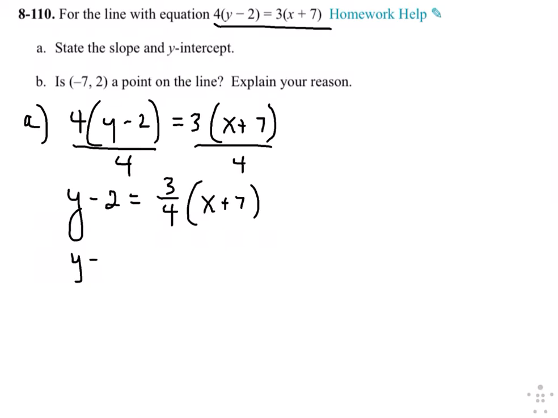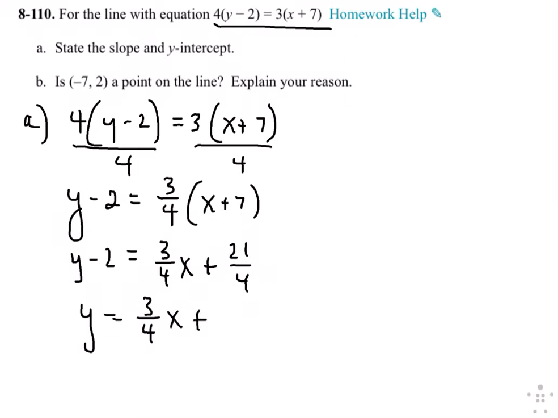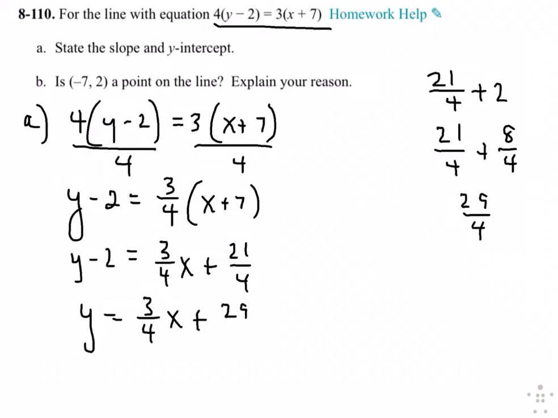Now I'm going to distribute that 3/4 in. So 3/4 x plus 7 times 3/4 is 21/4, right? Now I'm going to add 2, so I get 3/4 x plus 21/4 plus 2, right? So let's come over here. 21/4 plus 2 is the same as 21/4 plus 8/4, which is 29/4, right? So plus 29/4.